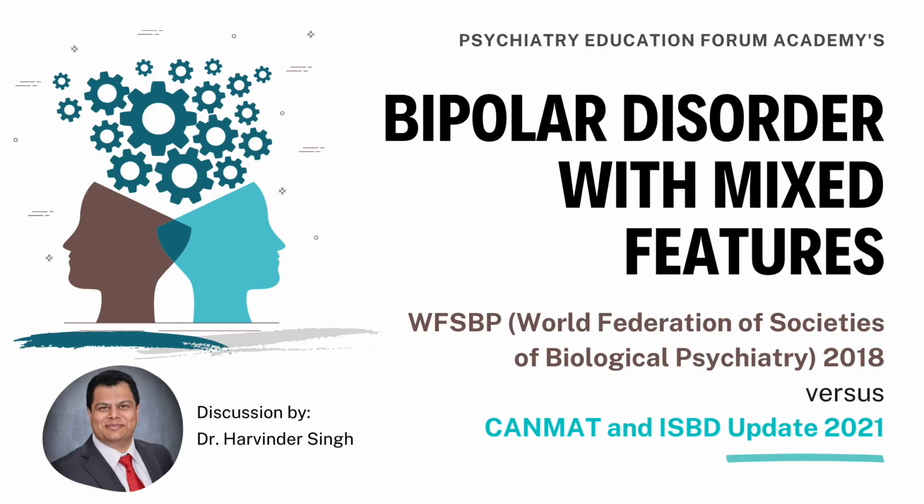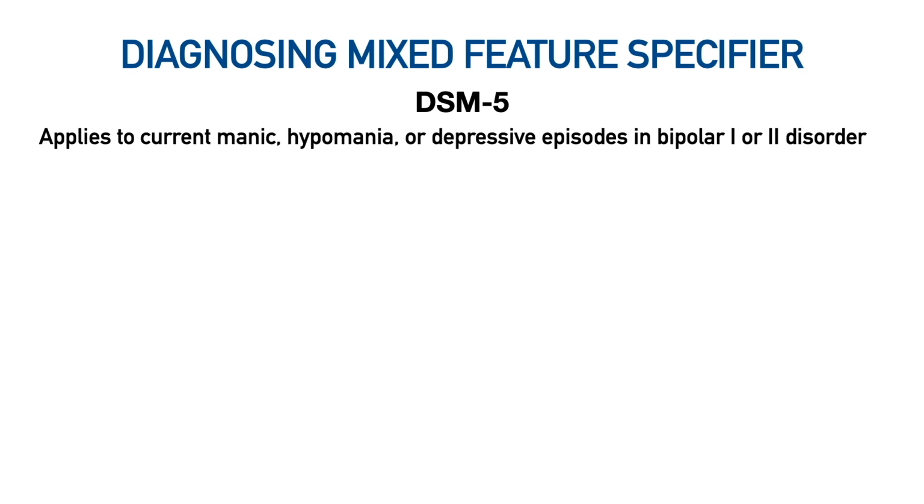Let's begin our discussion for today on bipolar disorder with mixed features. First, let's start with diagnosing the mixed feature specifier. We know DSM-5 has moved from mixed episode to a mixed feature specifier, and this specifier applies to current manic, hypomanic, or depressive episodes in either bipolar 1 or bipolar 2 disorder.